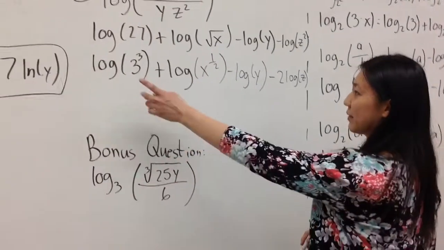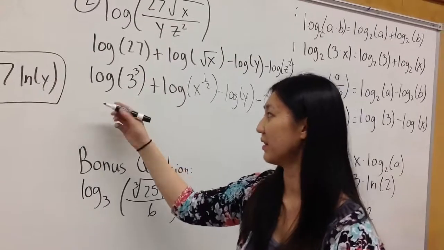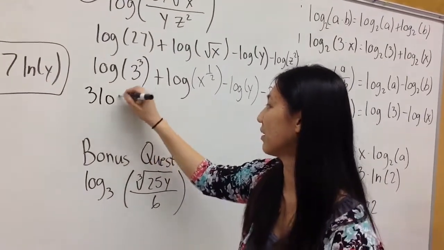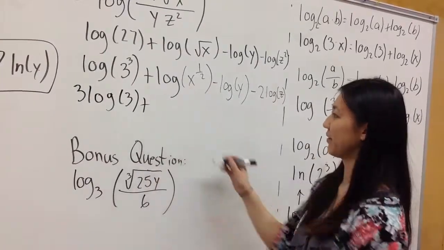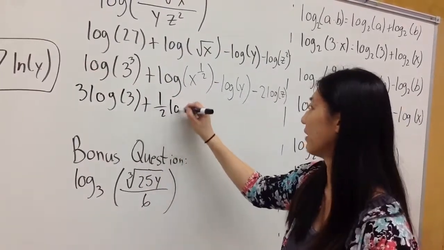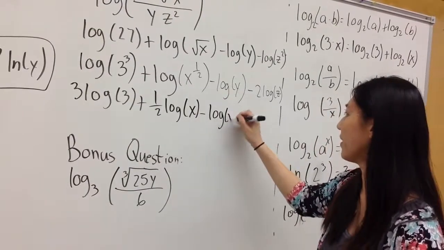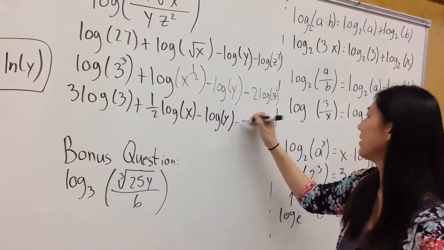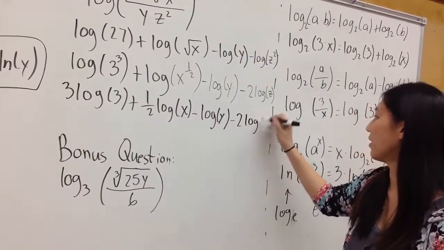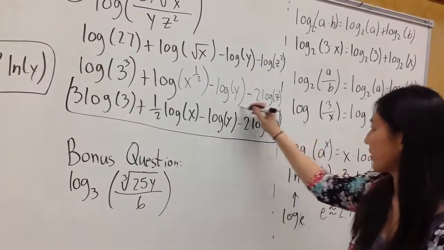Alright, let's look at simplifying these two lastly. So the 3 comes out in front, so it's 3 log of 3 plus 1/2 comes out in front, 1/2 log of x minus log of y, oh sorry, not x, y, minus 2 log of z. Okay, and that is our answer here.